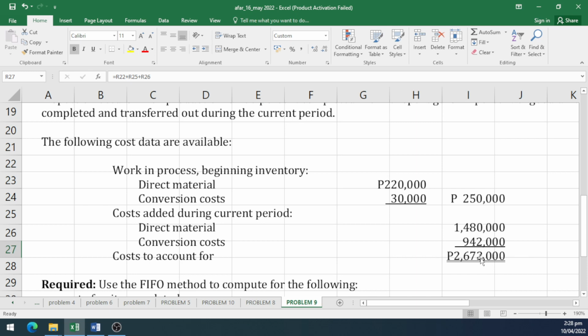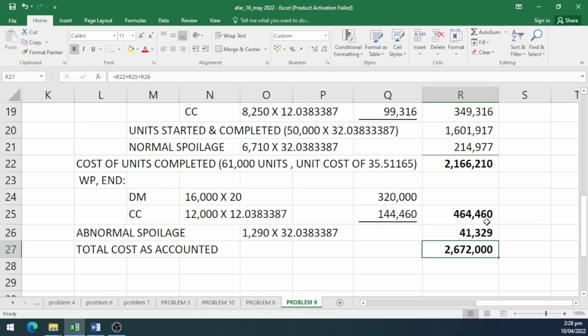That 2,672,000 we assign and allocate as follows: 2,166,210 for the 61,000 units completed, 464,460 for the 16,000 units work in process end, and 41,329 for the 1,290 abnormal spoilage. Debit loss on abnormal spoilage, 41,329, and credit work in process.